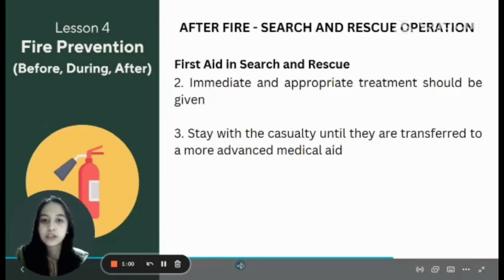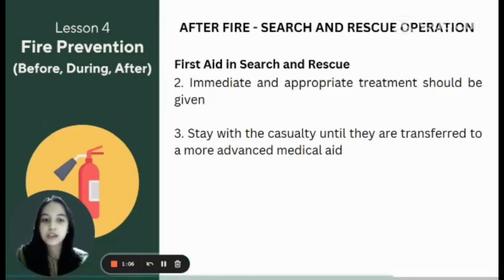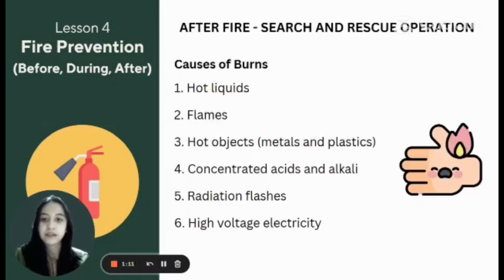Next is immediate and appropriate treatment should be given. Third, stay with the casualty until they are transferred to a more advanced medical aid. So there are causes of burns. First is hot liquids.